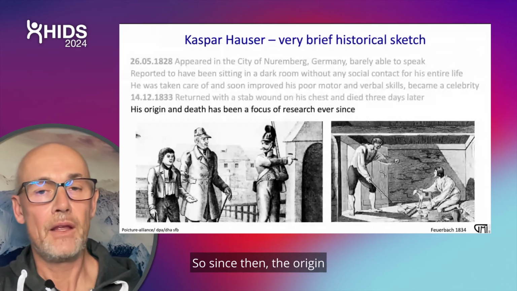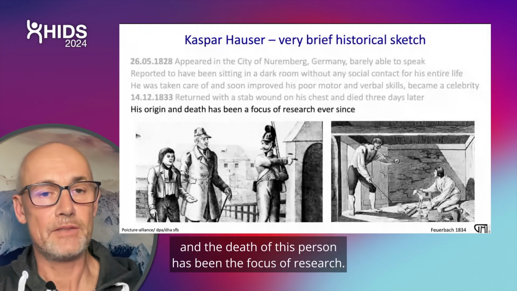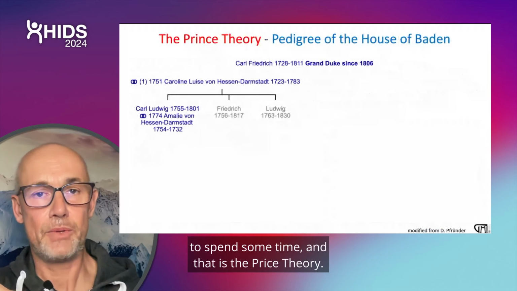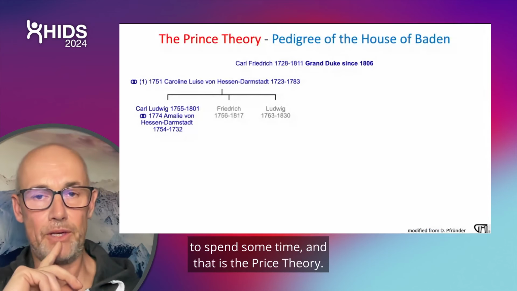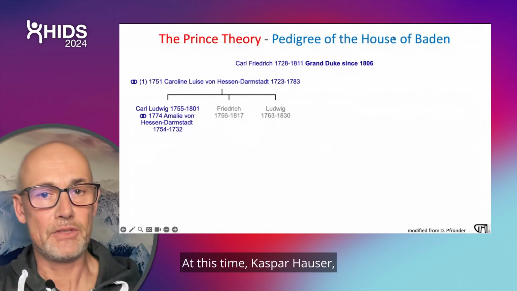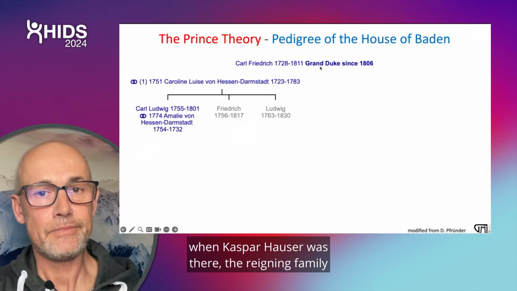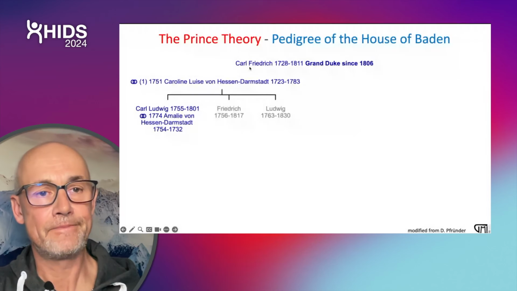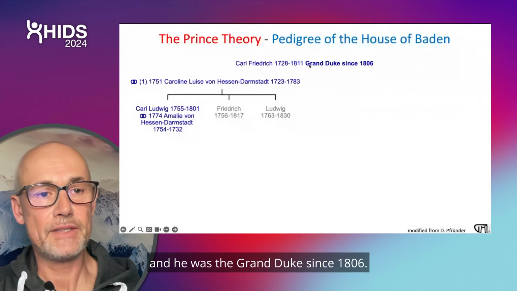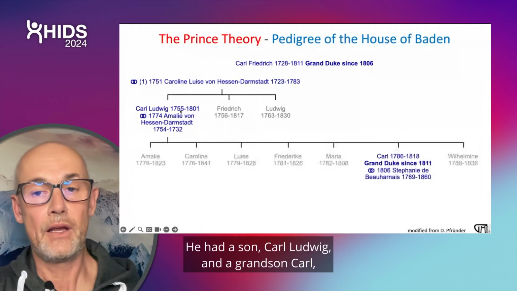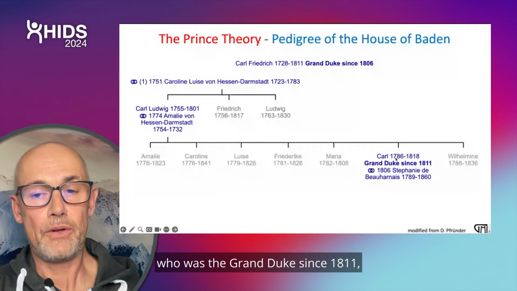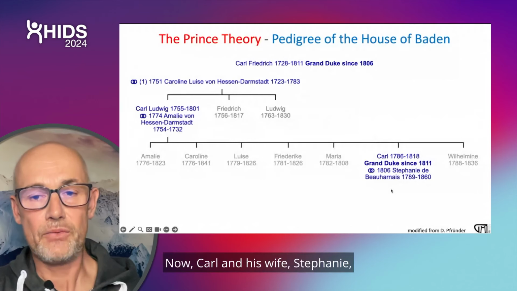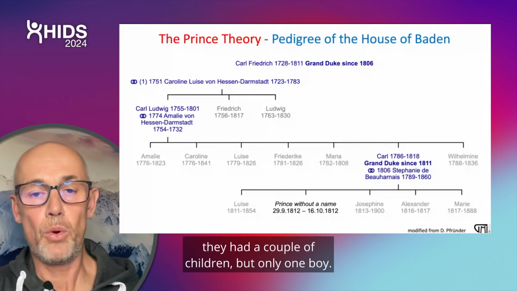So since then, the origin and the death of this person has been the focus of research. Now, there is a particular element where I would like to spend some time, and that is the Prince theory. At this time, when Kaspar Hauser was there, the reigning family of the House of Baden was by Karl Friedrich, and he was the Grand Duke since 1806. He had a son, Karl Ludwig, and a grandson, Karl, who was the Grand Duke since 1811, and this is when Karl Friedrich died. Now, Karl and his wife, Stephanie, they had a couple of children, but only one boy.